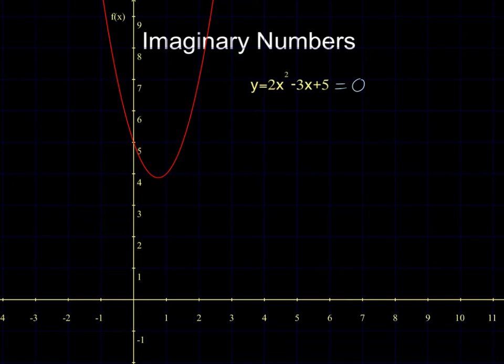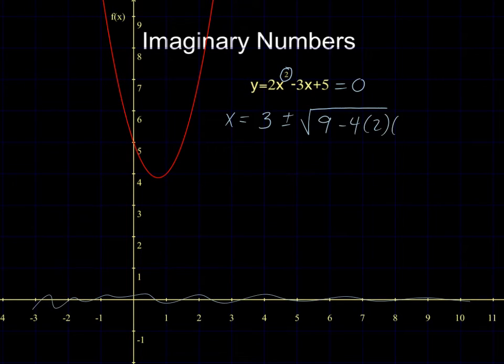So let's find the two values that make this true. This is a squared function, meaning it has to have two solutions. I don't see them anywhere down here on the axis, so they must be imaginary, so let's find them. Still use the quadratic formula as always. Negative b is 3, plus or minus the square root, b squared is 9, minus 4 times 2 times 5, all over 2a, that's 4.